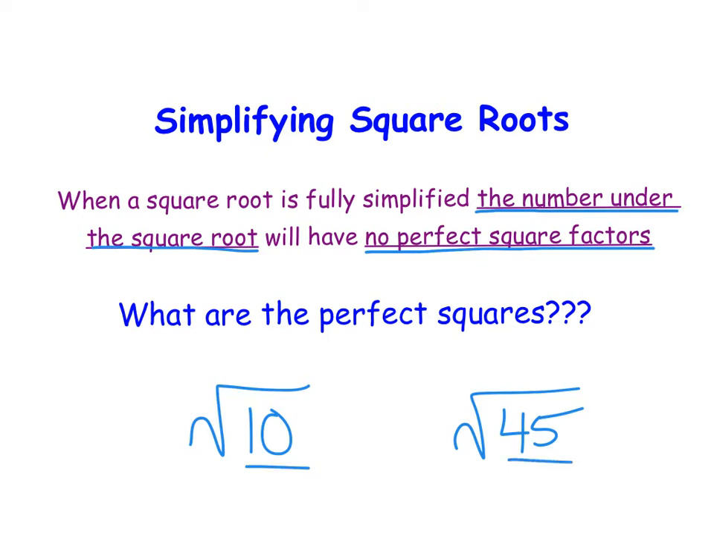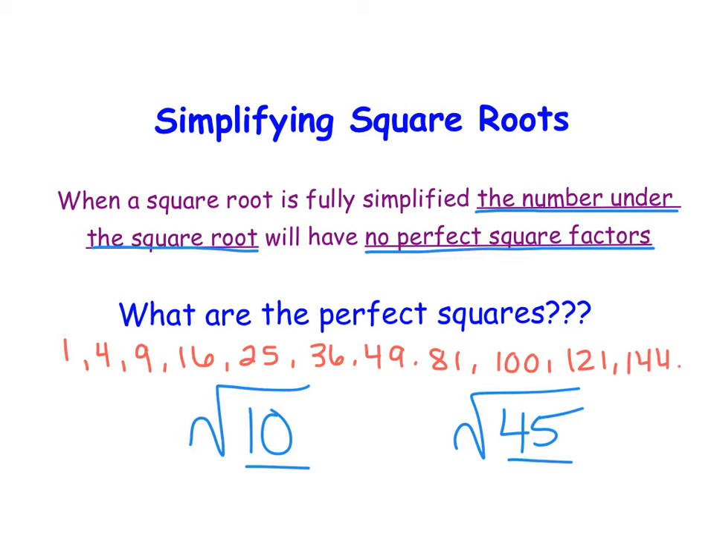Now, in order to figure that out, we need to know what the perfect squares are. Remember, perfect squares are numbers that can be perfectly square rooted and produce an actual integer. For example, 1 squared is 1, 2 squared is 4, 3 squared is 9, 4 squared is 16, and if we keep up that pattern, it would be 25, 36, 49, 64, 81, 100, 121, 144, and you can keep going if you would like. But you need to know all of the perfect squares from 1 to 144.